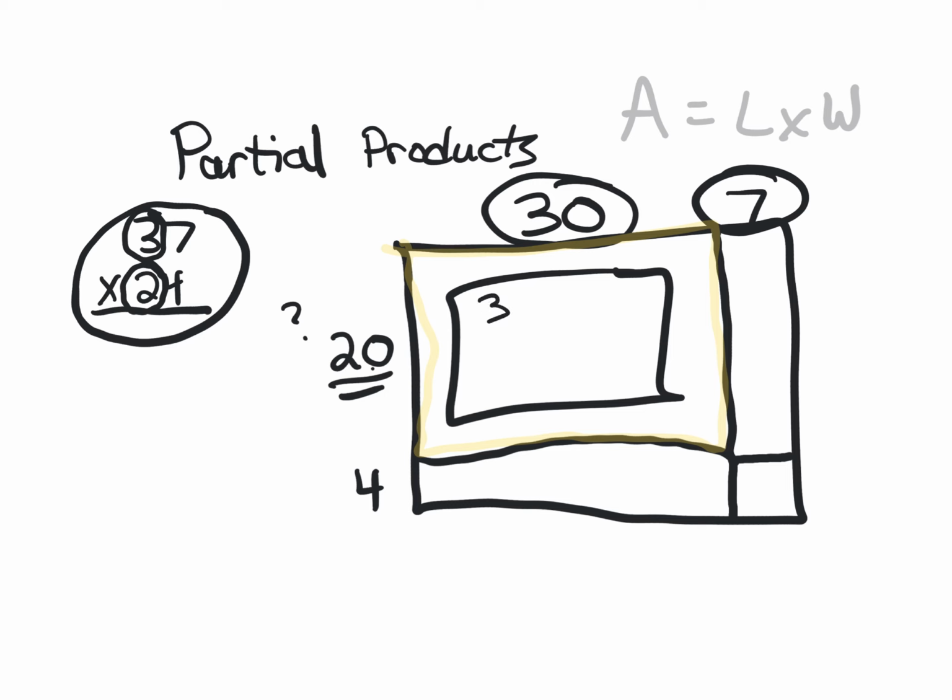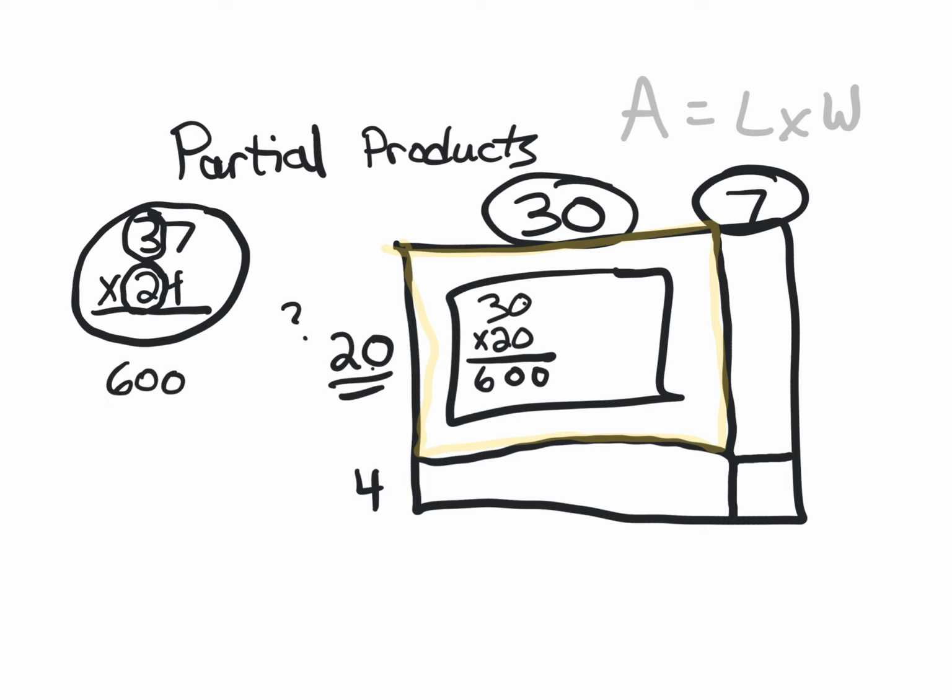And we know from our previous lesson that when we're multiplying numbers that end in zeros, we can take each of those zeros and drop them into our product. And that leaves us with 2 times 3, which is 6, so it is 600. So that is our first partial product, 600.